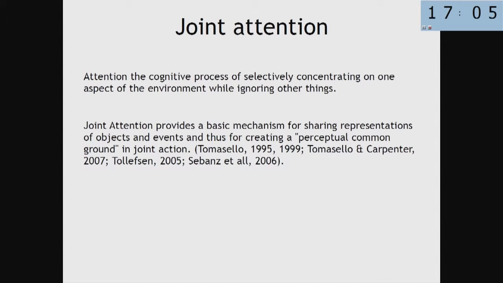The second coordination process is joint attention. So we all know that attention is the cognitive process of selectively concentrating on one aspect of the environment while ignoring other things. And psychologists tell us that joint attention provides a basic mechanism for sharing representations of objects and events, and thus for creating a perceptual common ground in joint action.